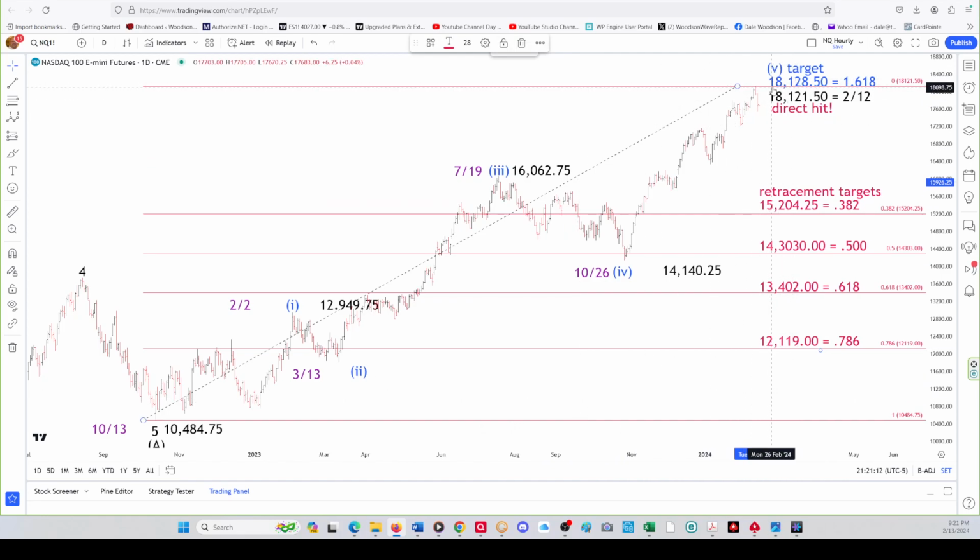As long as that high of 18,121 holds, that's what we're expecting there. And there's the area of the 4th wave of one lesser degree of trend, and we could expect to see it run in there. That's right in between the 382 and the 500. That should be a normal retracement for that 5-wave rise.